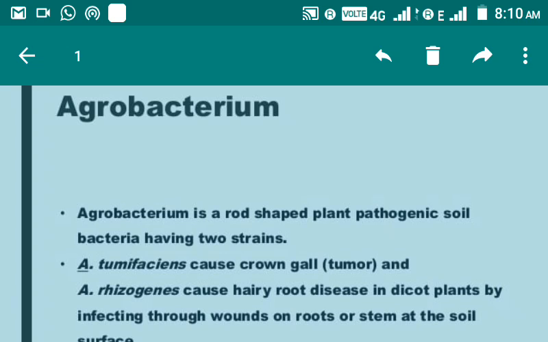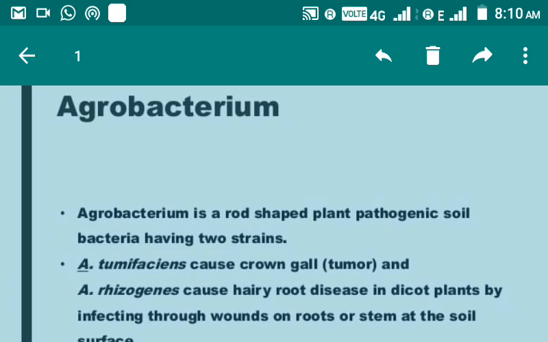Students, I have prepared this lecture for BSc B.Ed ZBC 8th semester. Botany paper topic is agrobacterium mediated gene transfer. That is the part of biotechnology.